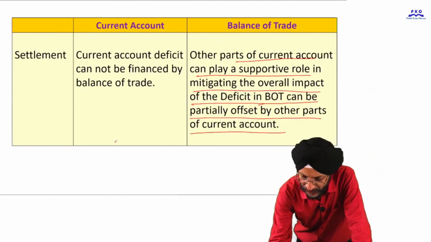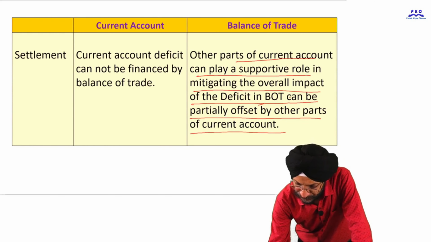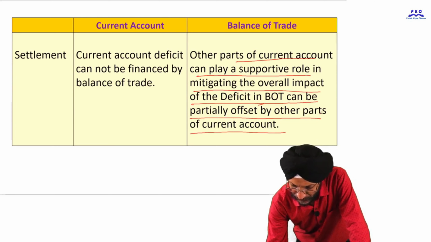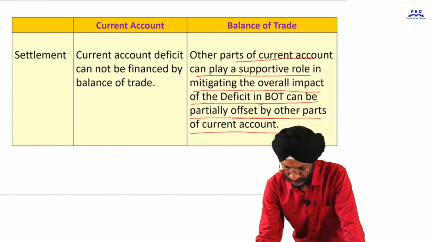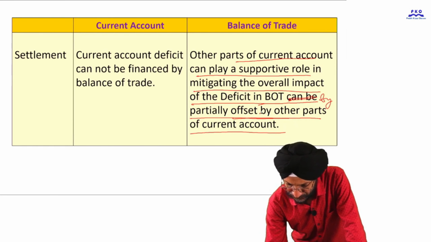We will again read: other parts of the current account can play a supportive role in mitigating the overall impact of the deficit in balance of trade by partially offsetting the same.